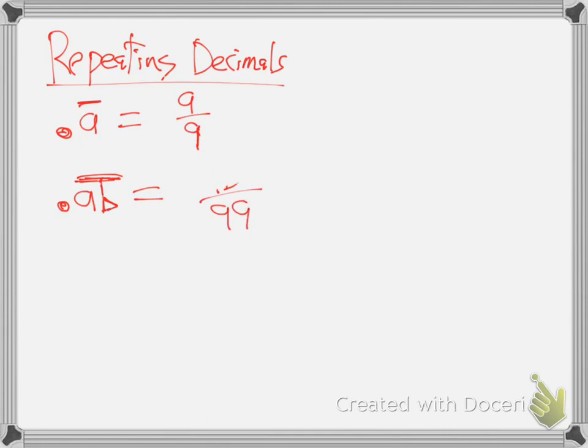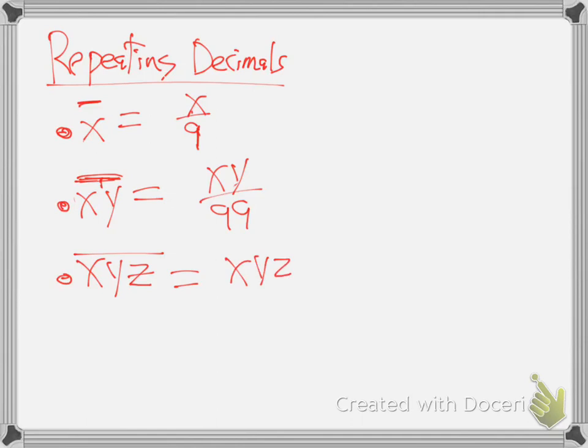Can you tell my A's? Maybe make those X's and Y's. My A's look like 9s. It gets confusing. So here we go. X, and this is XY. And if you have XYZ with a big bar, it's going to be XYZ over, guess what, 999, etc. So it just means over that many 9s. That's all it is. That's how you make a decimal that goes on forever.